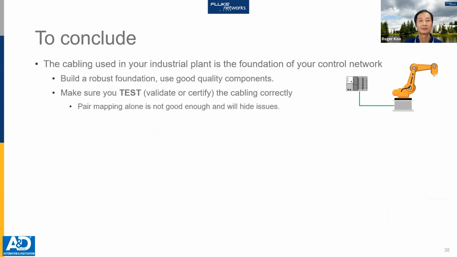So to conclude, the cabling in the industrial plant is the foundation of your control network. Build a robust foundation, use good quality components, and make sure that you test, validate, and verify before connecting them out. Wire mapping is just not good enough. It will hide issues, and that will cost you time.